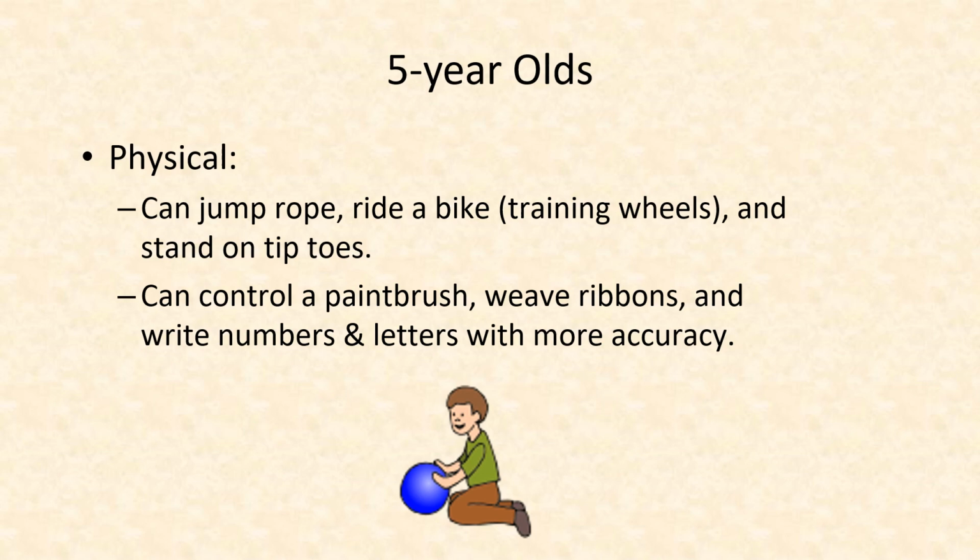They have greater control over things they can do with their hands and manipulate, such as they can really control a paintbrush very well. They could weave a ribbon, and their writing of both numbers and letters improves with much greater accuracy.